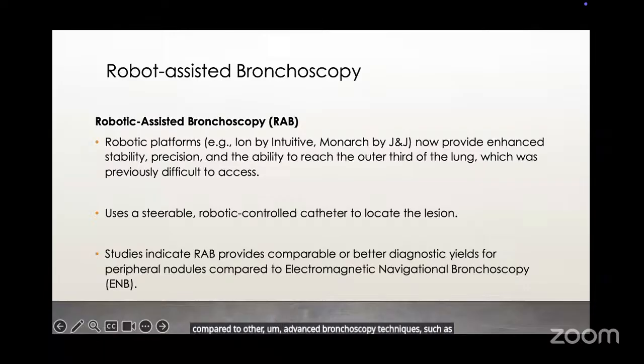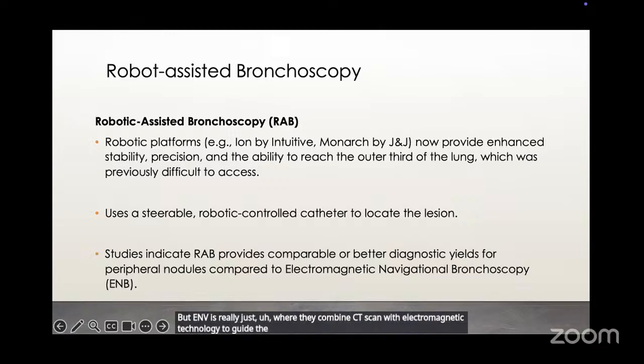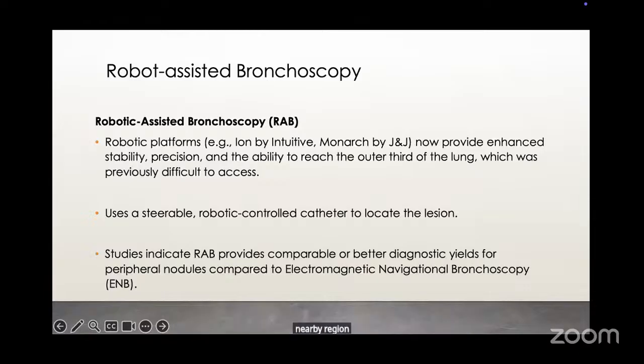such as electromagnetic navigational bronchoscopy, which I think was mentioned in the presentation before Dr. Shirley. But ENB is really just where they combine CT scan with electromagnetic technology to guide the catheter through the airways, thereby reaching more peripheral nodules. However, with robotic-assisted bronchoscopy, they've been able to reach nodules which are even further in the periphery.